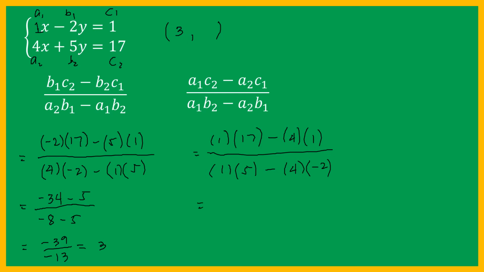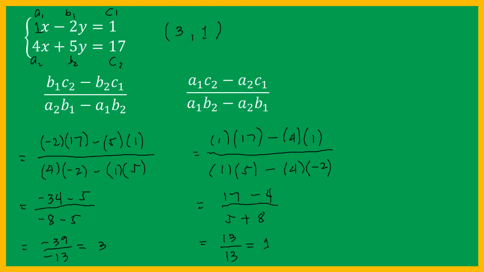Now, continuing the solution, we will have 17 minus 4 all over 5 plus 8. Kasi negative 4 times negative 2 is positive 8, kaya naging plus 8. Now, we will come up with, for 17 minus 4 is 13 over 13, which is equal to 1.